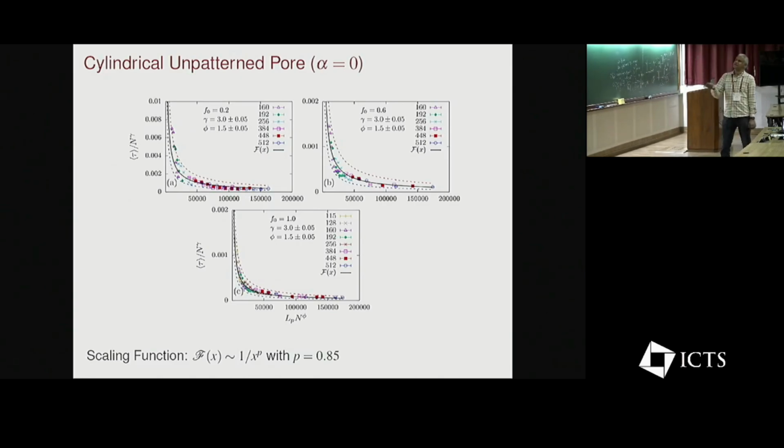These are the scaling curves for cylindrical unpatterned pores, the uniform attractive pore. If we plot average tau by N to the power gamma as a function of LP and phi, these are the curves for different pore lengths and different chain lengths. We vary both LP as well as N, and for various force values F naught, we see that they fall on the same curve, and the scaling function is given by this power law with this particular exponent.